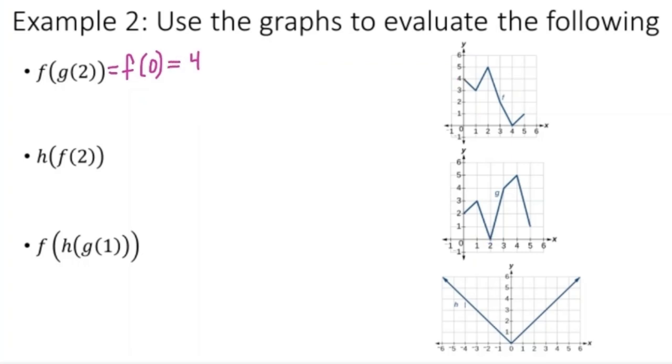Next, we'll evaluate h of f of 2. We'll start by evaluating f of 2. Going to the graph of f, we see the point (2, 5). That tells us f of 2 will equal 5. So now we have to evaluate h of 5. Going to the graph of h, we see h has the point (5, 5), so h of 5 will equal 5. So h of f of 2 equals 5.